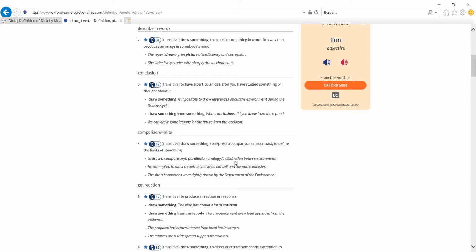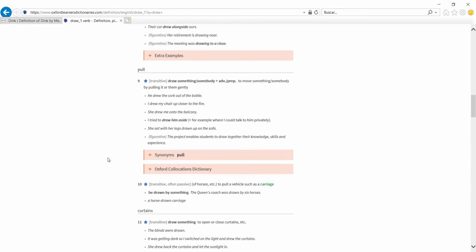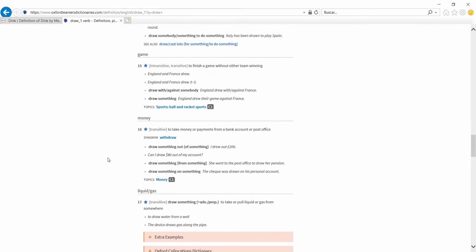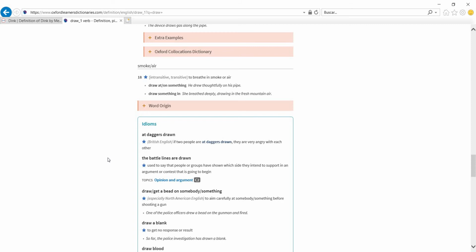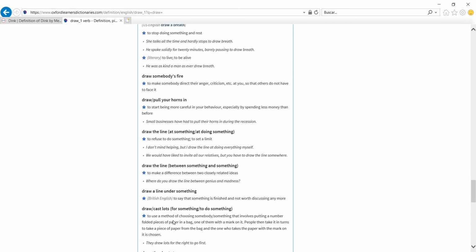You draw an analogy, you draw a distinction, because in this case, the verbs are less easy to use, right? And there are even more expressions we could use. Let me just have a look at something else at the bottom. You draw blood, right? When you make someone bleed, well, you draw breath, or draw a breath when it is American English. You also draw the line at something, right? When you say, okay, this is it. I won't accept any more of this.